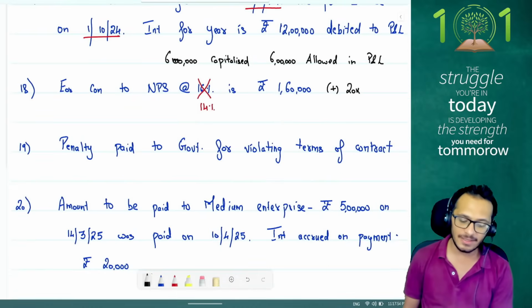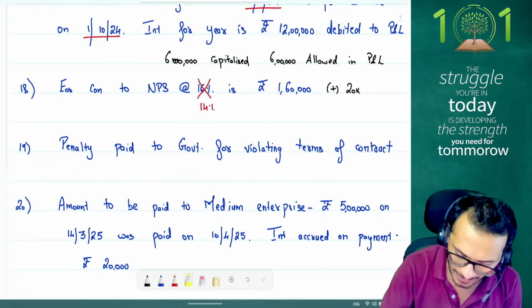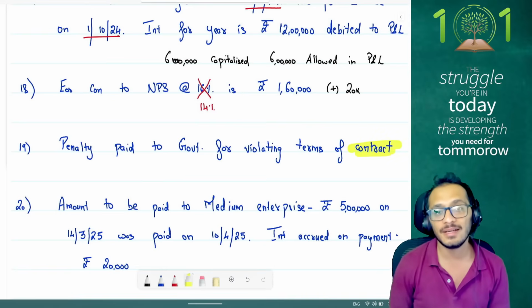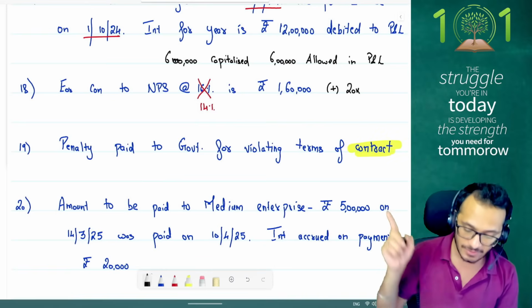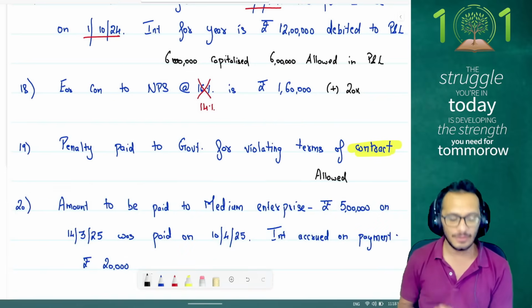Then we have a penalty paid to government for violating terms of a contract. Notice this is a penalty for violating a contract. Income tax 37 says you can only disallow when it is a violation of a law. Because this is a violation of a contract, I have no implications here. This is fully allowed as deduction.